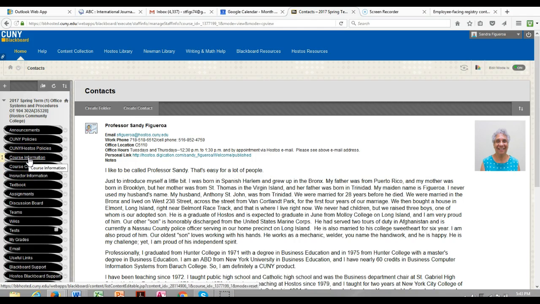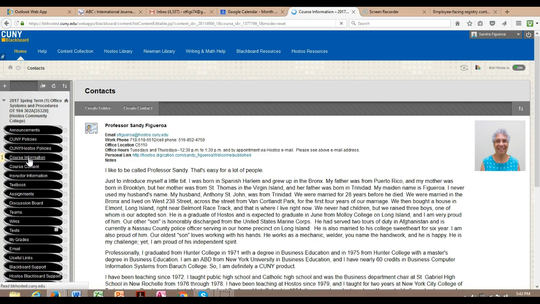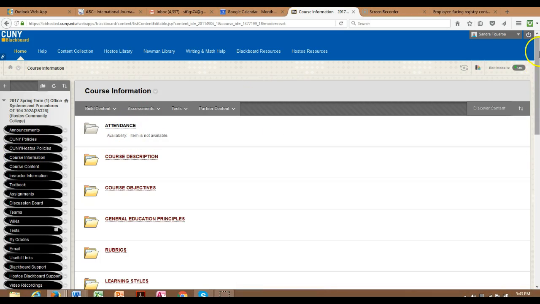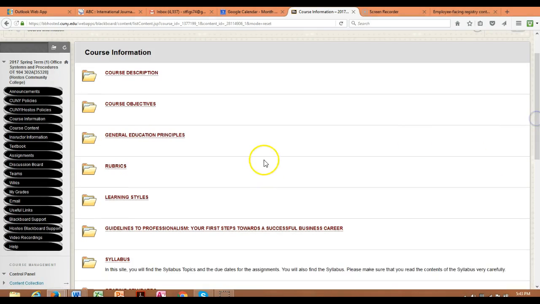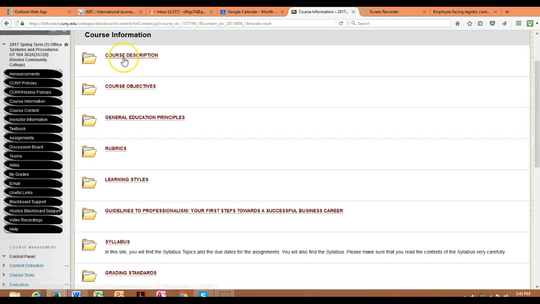Let's go into course information and what's expected of you in this course. You'll notice the course description, the course objectives, general education principles, rubrics. Please look into learning styles. Please look into all of those. I'm not going to take the time to do that now, but please go through them to make sure that you're in the right course. Of course, all of you are.